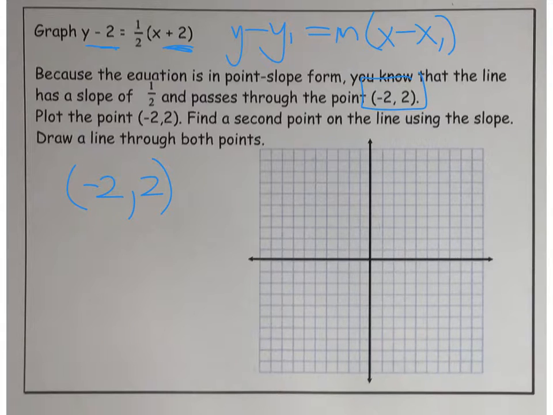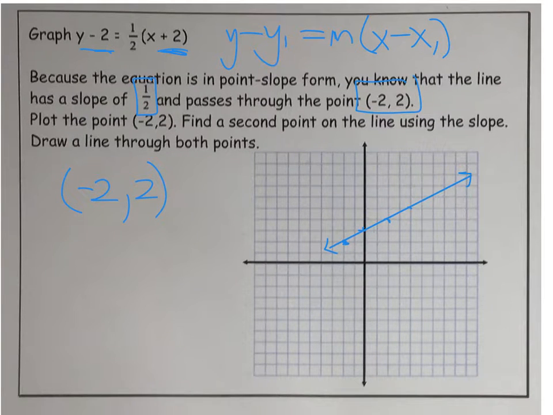So I can plot that point -2, 2 right here. And then it says what the slope is. It says the slope is 1/2. That means it's going to be up 1 over 2, up 1 over 2, up 1 over 2. And then when you connect those, you got this. And that's the equation of the line.